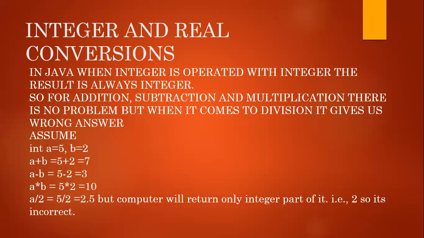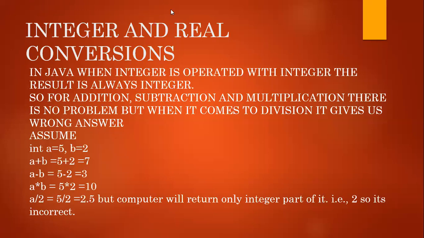Now a divided by b. Sorry, just assume it as b. So a divided by b is 5 divided by 2. Now what is 5 divided by 2? The answer in math is 2.5.